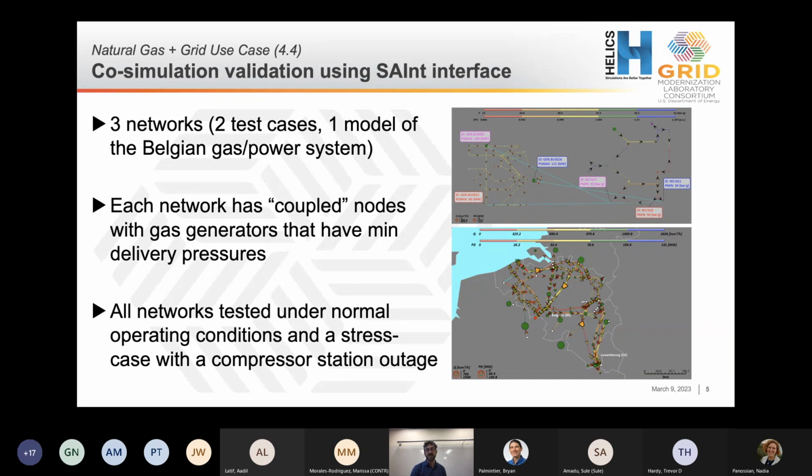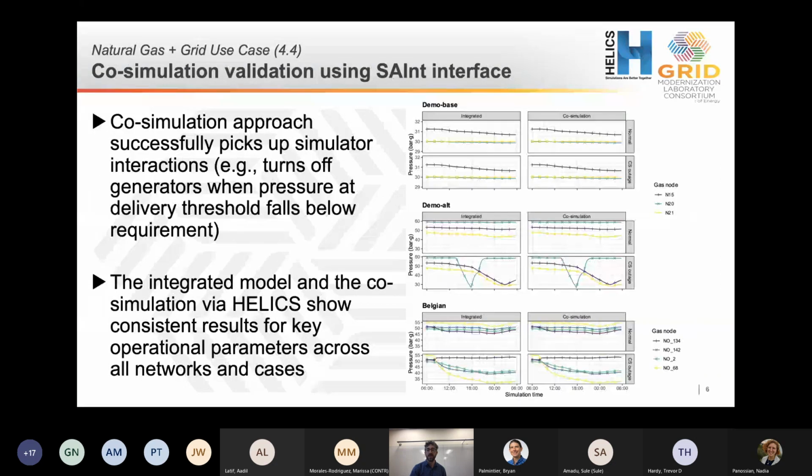We have a lot of results for this. We actually published this in a paper. I won't talk about all of those here, but suffice it to say that the co-simulation approach we built with Helix does a great job picking up the relevant simulator interactions that we were excited about. For instance, if we see pressure on the gas network falling due to high demand or some sort of event on that network, we in turn see the electric system turning down that generator or curtailing output at the generator and redispatching elsewhere.